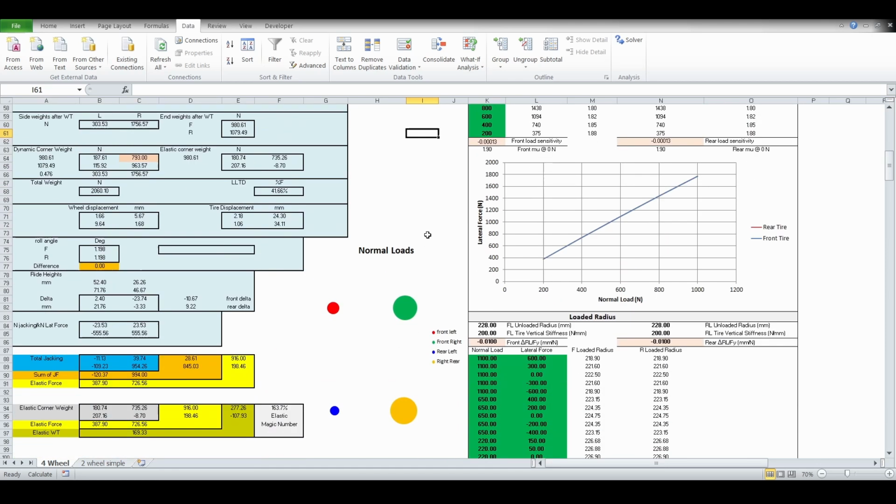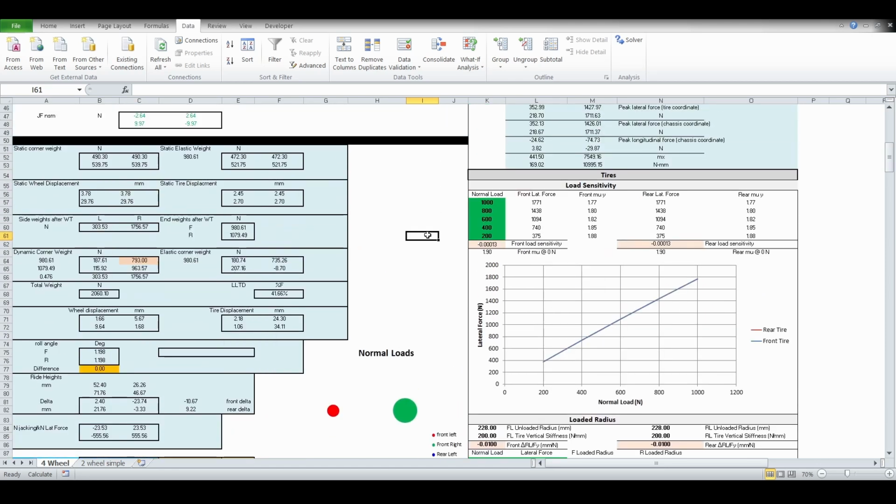The other thing that I could have done with this 4-wheel spreadsheet is include the aeromap. Because we're getting front and rear ride heights, we can use those with the aeromap to plug that in, and it'll just do more iterative calculations with the aeromap. That's pretty much everything that I've been able to do with these static calculations, but now I'm going to move on and show you how jacking force can affect the transients of your vehicle.